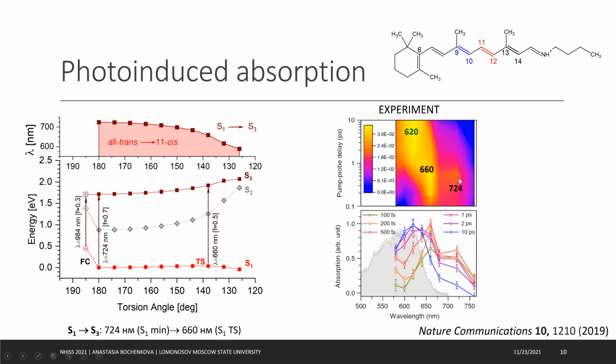So indeed, we see that at first there is an absorption around 700 nanometers that gradually goes to 660 and then 620. This is already the absorption from the hot ground state. So these results are also in good agreement with what we find experimentally.